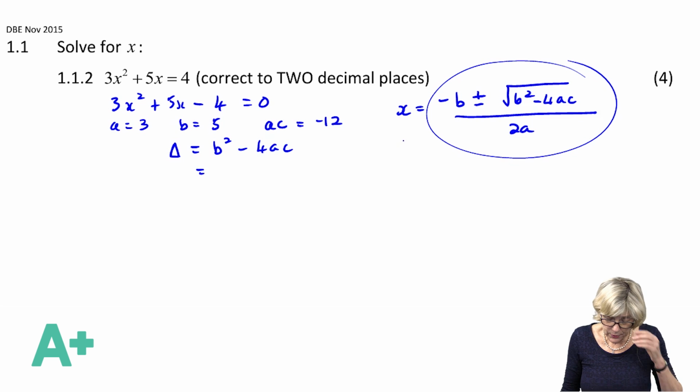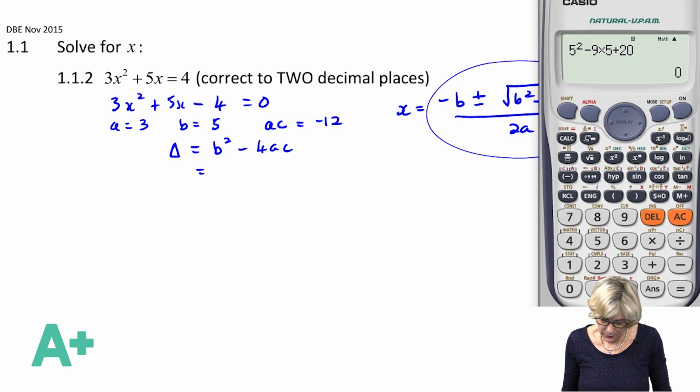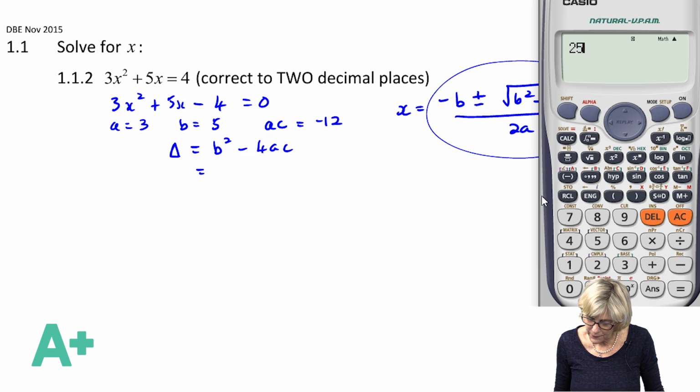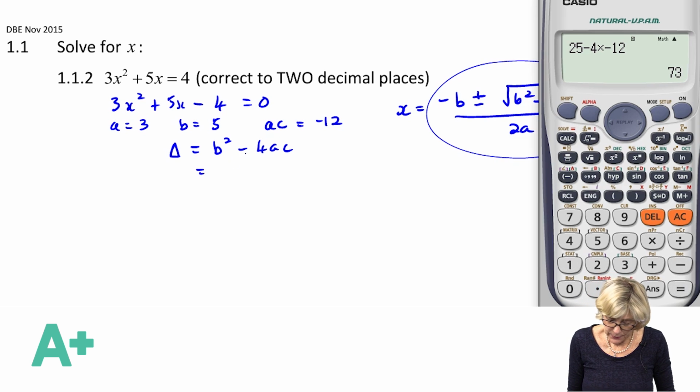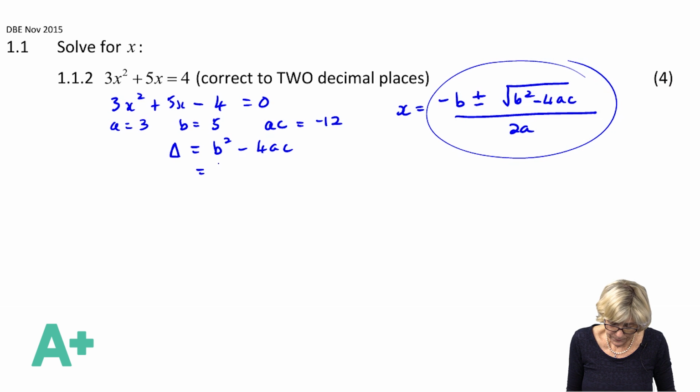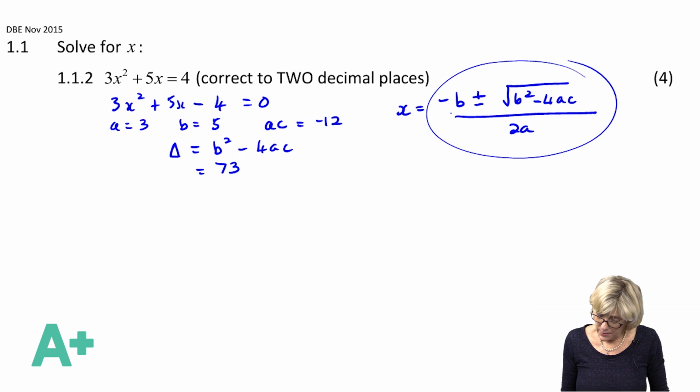So you could use your calculator easily. I'm going to go 5 squared, which is 25, that's your b squared, then minus 4, and I've already worked out the ac, so I'm going to go times minus 12 and equals, and I get it to be 73. All right, so now we've got this as 73.